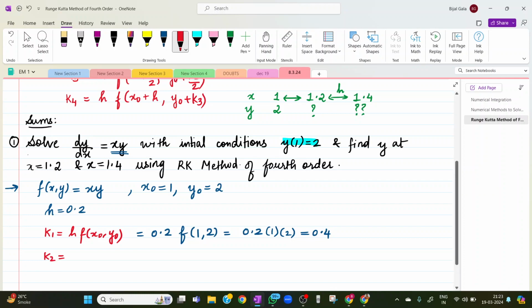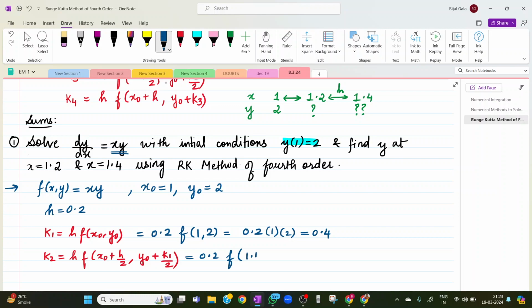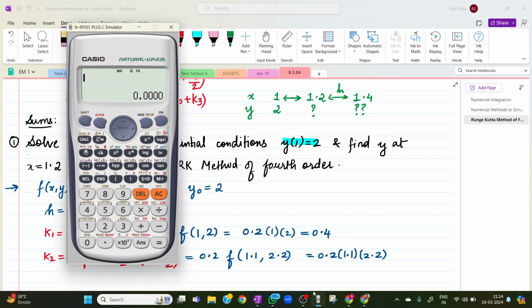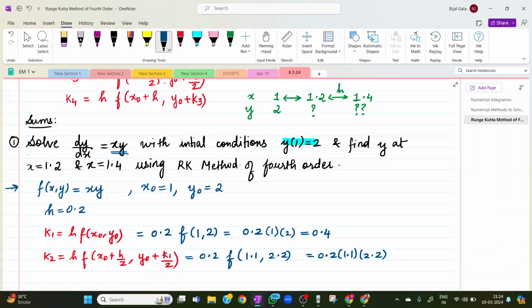Let's calculate k2. h times f of x0 plus h by 2, y0 plus k1 by 2. Is that correct? 0.2 times f of x0, which was 1, plus h by 2, which is 0.1. So this becomes 1.1. y0 is 2 plus k1 divided by 2, which is 0.2. So that becomes 2.2. So this becomes 0.2 multiplied by 1.1 multiplied by 2.2. I hope everyone understood where the multiplication comes from. I'm getting multiplication because the function is x multiplied by y. That is the definition of the function. So I have 0.2 multiplied by 1.1 multiplied by 2.2. That becomes 0.4840. You can of course check with your own calculators.